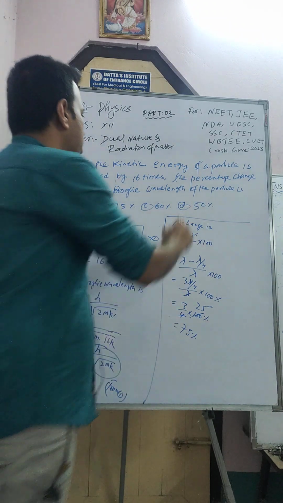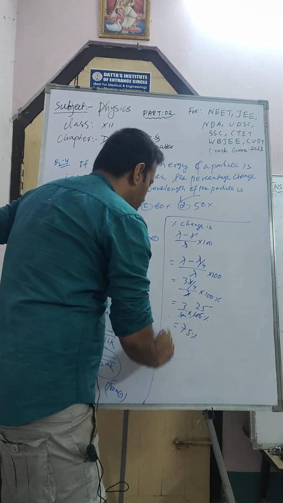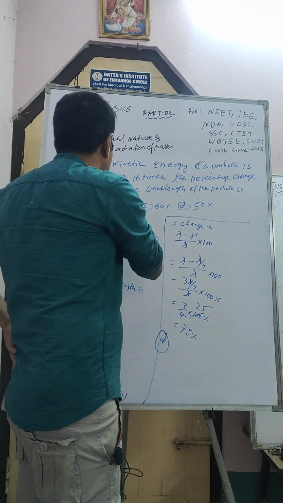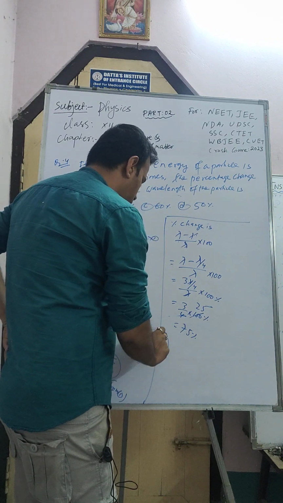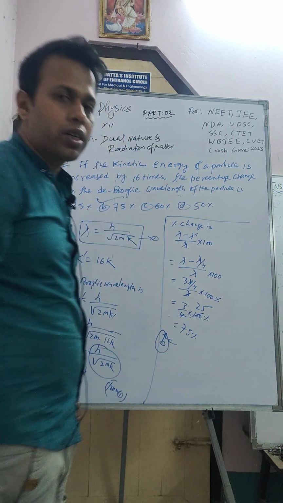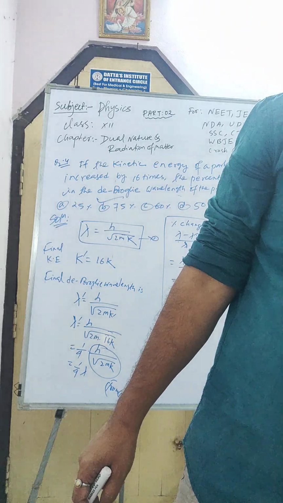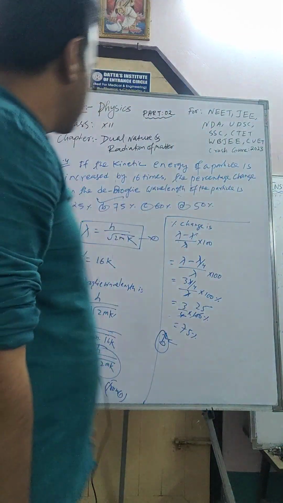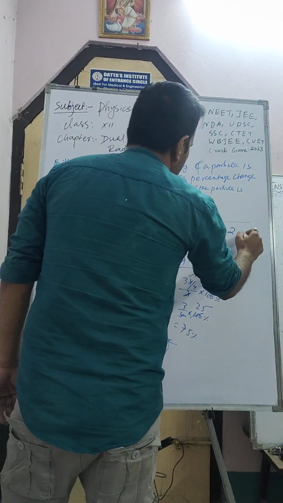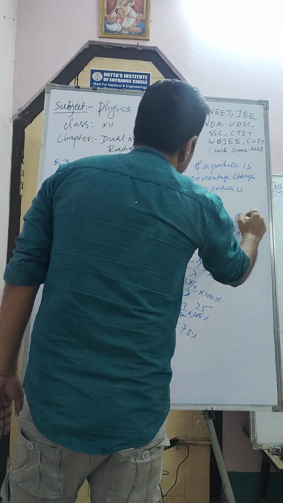So which option is correct? Option D is the correct. Sorry, option B is the correct answer. Option B is the correct answer. Okay. This question came in AIIMS 2009. Okay.